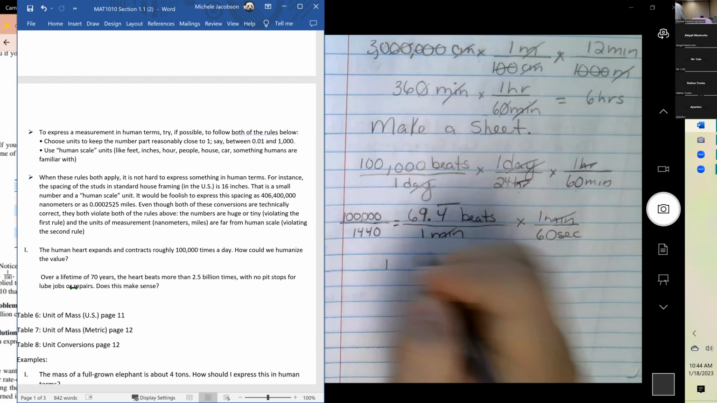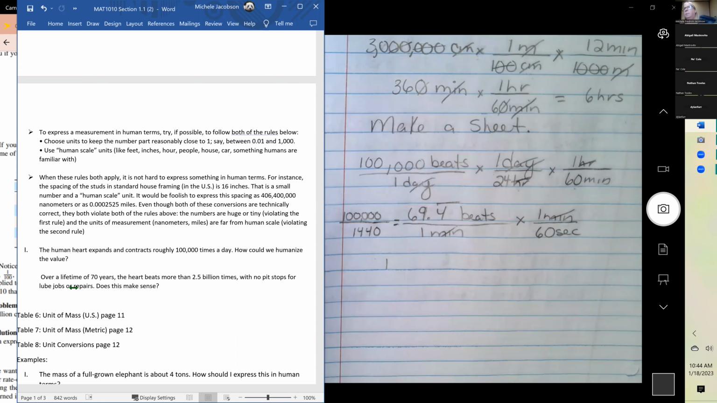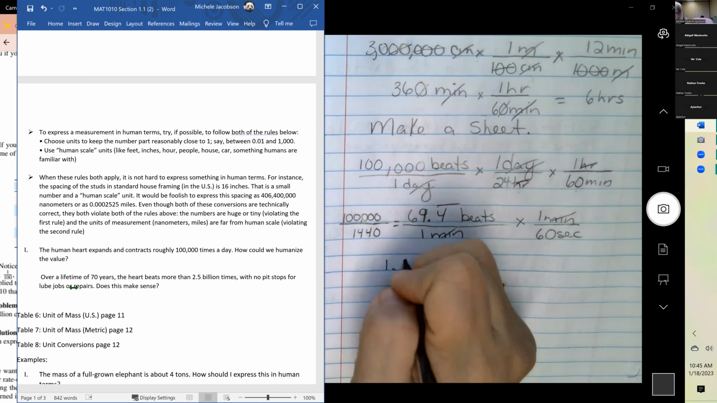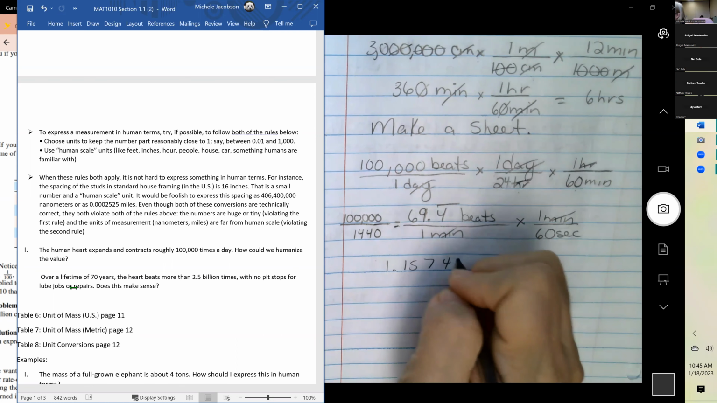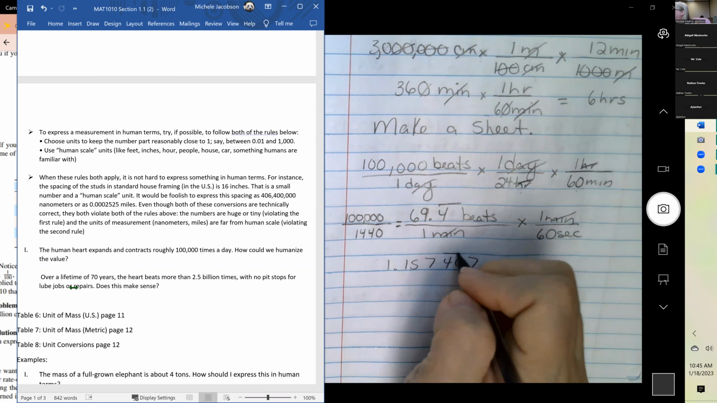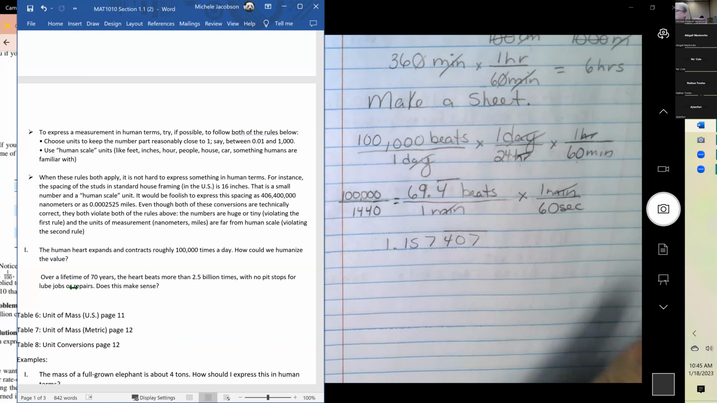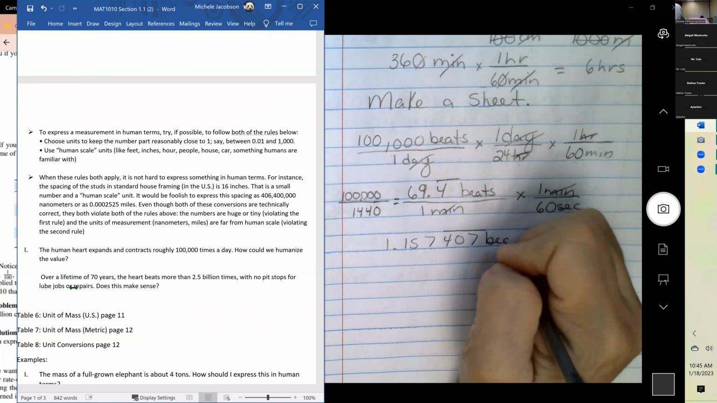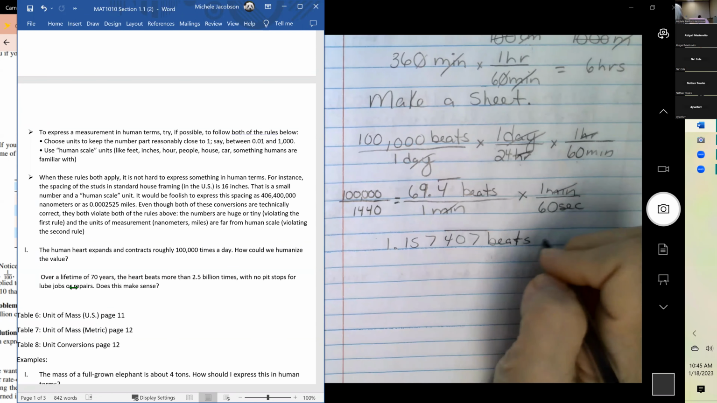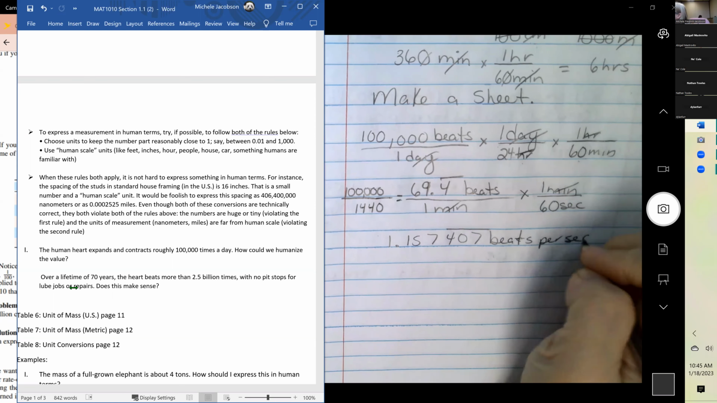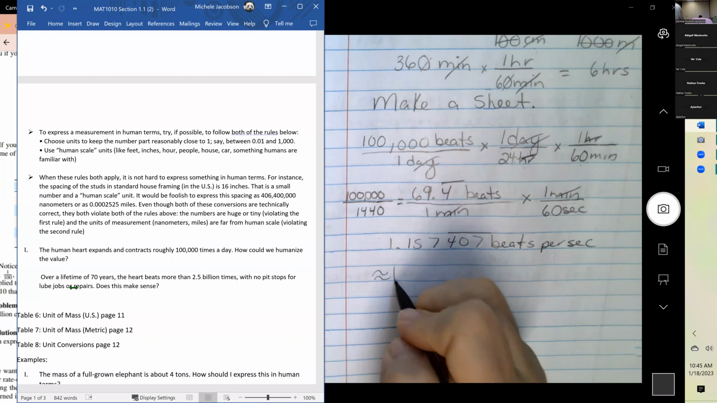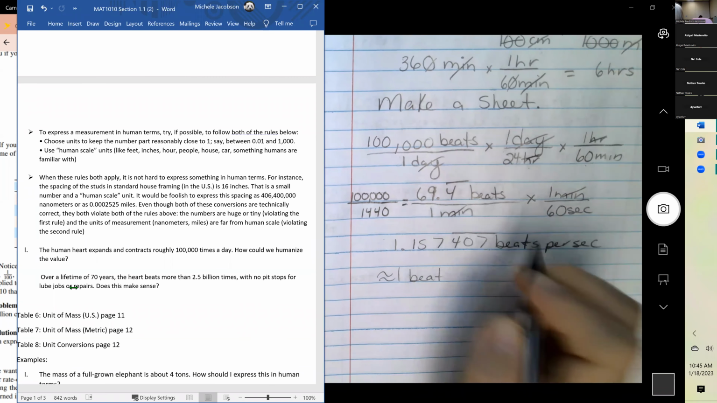Now, when you're doing these, even though we put it this way, try and keep the whole part in your calculator until the very end. Don't keep rounding, because then you'll lose units. 1.157407, and this keeps repeating 407. So it's beats per second, which means approximately 1 beat every second.